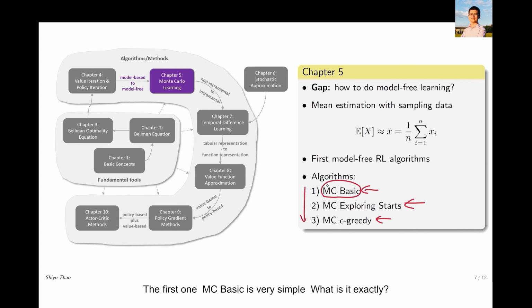The first one, MC Basic, is very simple. What is it exactly? It's essentially the policy iteration algorithm introduced in Chapter 4, but I've removed the part that relies on a model and replaced it with a part depending on data. However, this MC Basic algorithm is not practical due to its low efficiency.